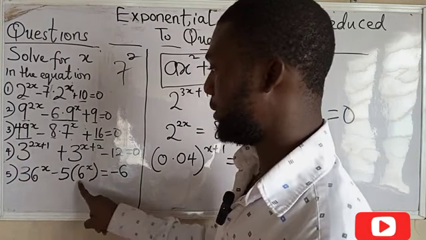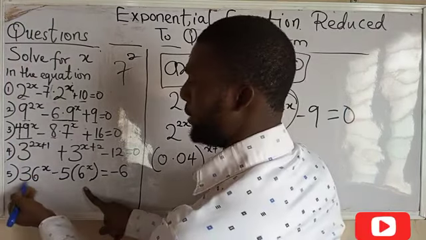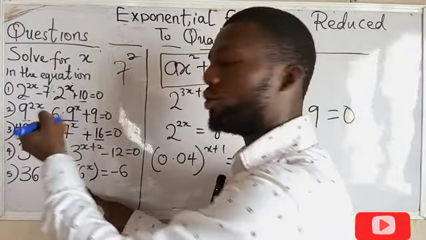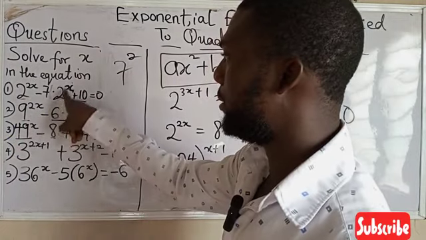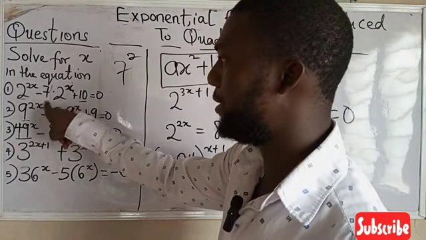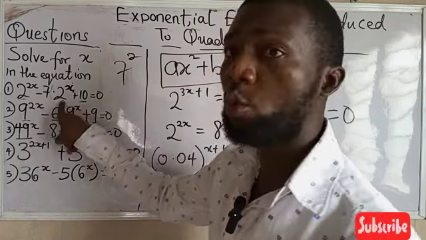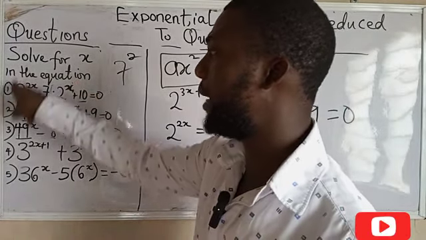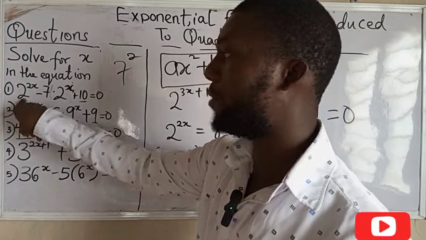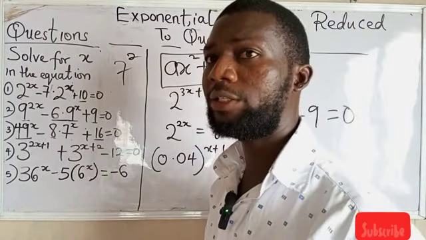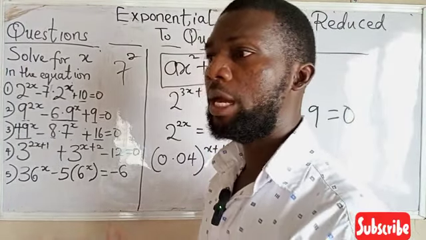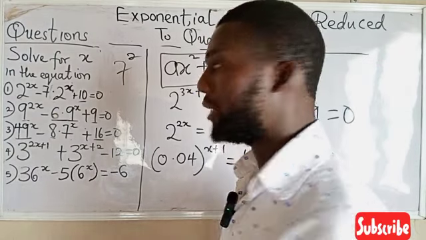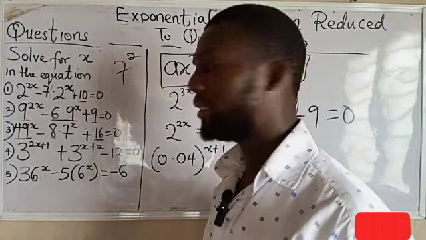Unlike this, I can see 6 raised to power x. So automatically, this has to be what? 6 raised to power 2x. So at times, the figure you find here in the second term, most especially the one that is carrying a letter, kind of defines how our first term will be. That is, if you want to recognize an exponential equation that can be reduced to a quadratic equation.